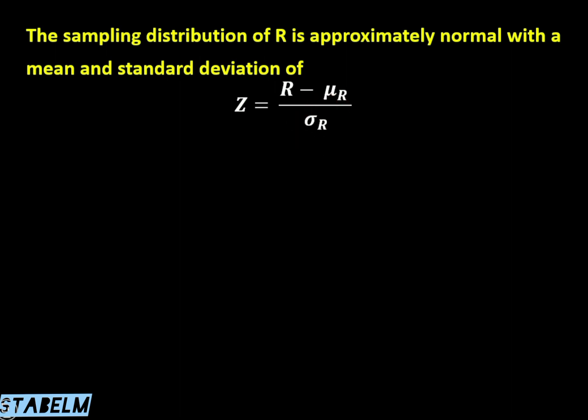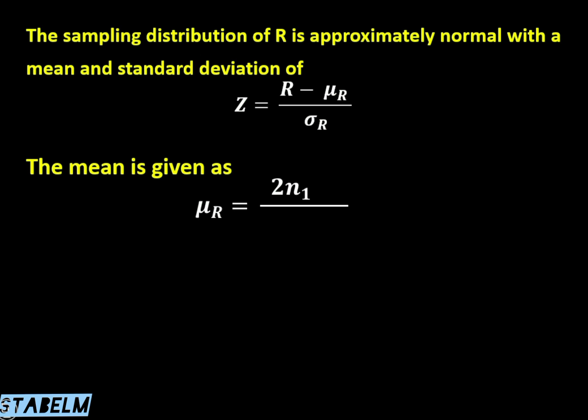So now we need to split this. How do we get this mean? We have mu subscript R, which is given as mu subscript R equals 2 n1 n2 divided by n1 plus n2, plus 1. Now, n subscript 1 is the number of observations of the first symbol, while n2 is the number of observations of the second symbol. Now, n1 plus n2 is the total observations of all the symbols.